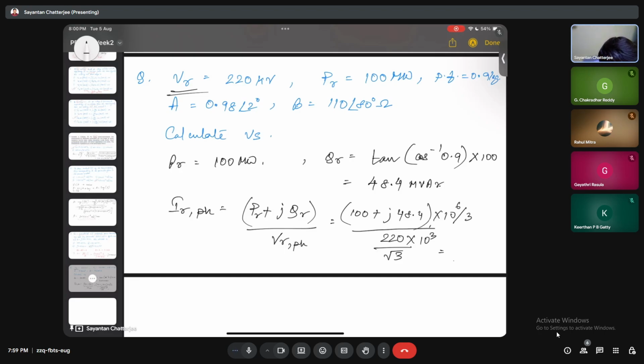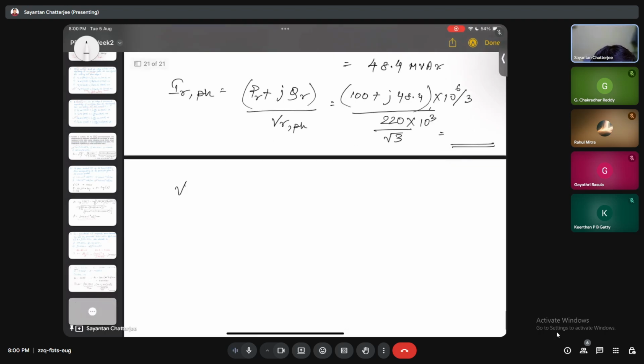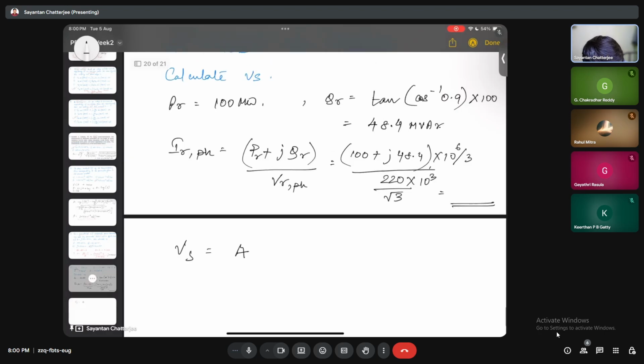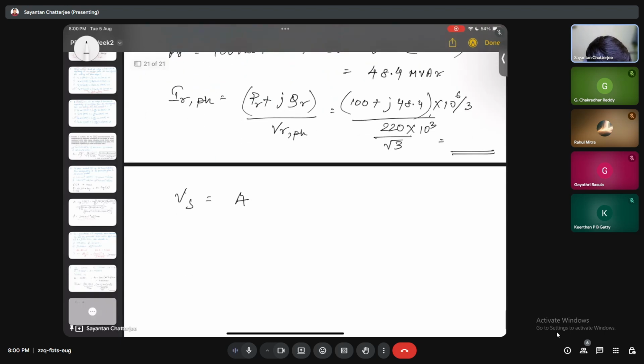So this value will get, this is the phase current. So the sending end voltage is just VS is A VR plus B IR. A and B values are given. Thus IR phase you are getting, VR phase you already know, so VS phase you will get.